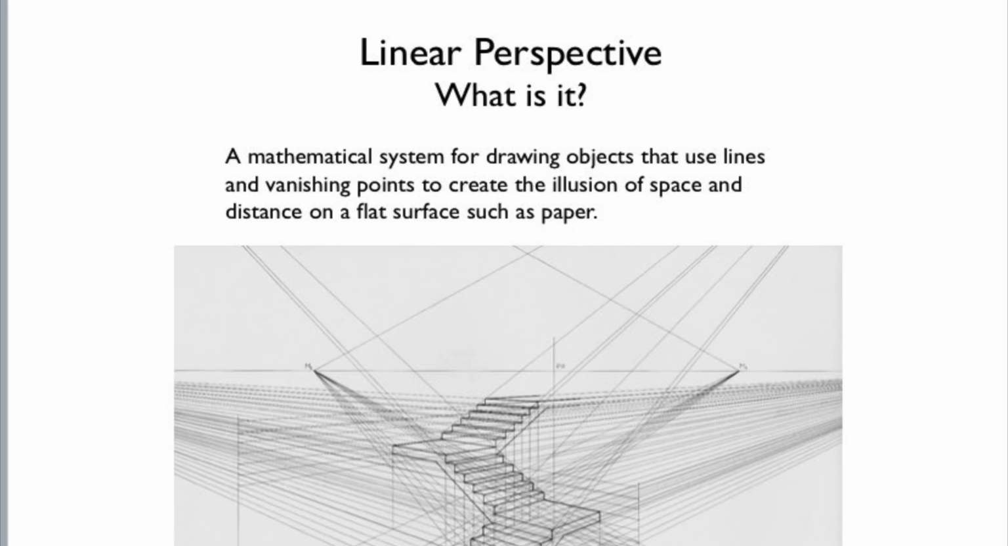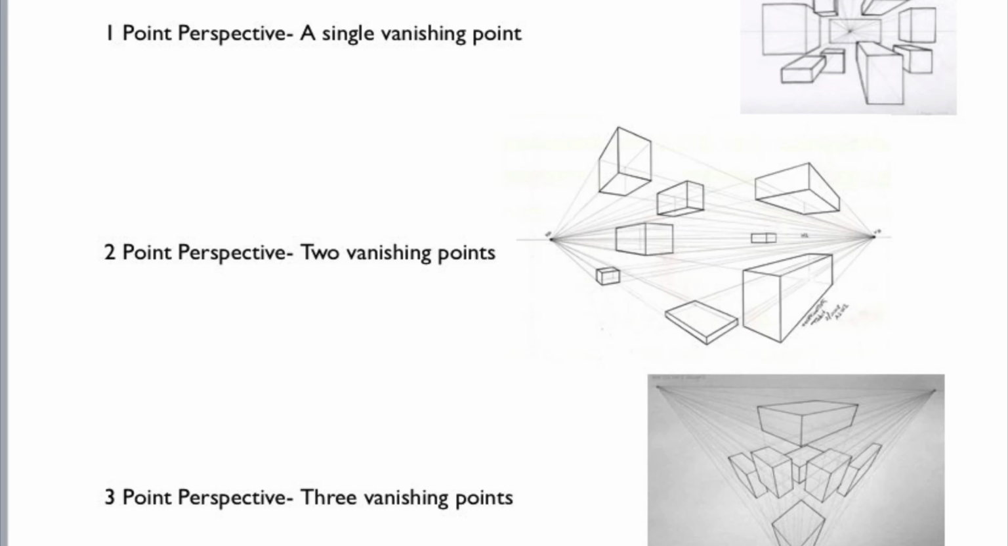So we're going to be using linear perspective on this assignment. What is it? It's a mathematical system for drawing objects that use lines and vanishing points to create the illusion of space and distance on a flat surface such as paper. And my apologies, this slide got cut off, but there are 3 types of linear perspective. 1-point perspective, which is a single vanishing point, 2-point perspective, which has 2 vanishing points, and 3-point perspective, which is 3 vanishing points.